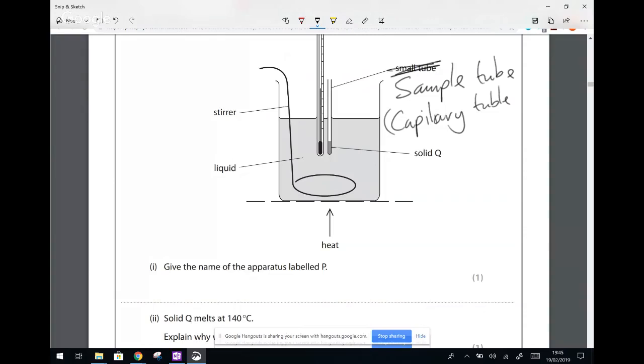And a tubal. Oh my goodness, Mr. Duncan, what is going on with you today? I just spelled tube as tubal. Capillary tube, I think it's a double L. Capillary tube, sample tube or capillary tube.